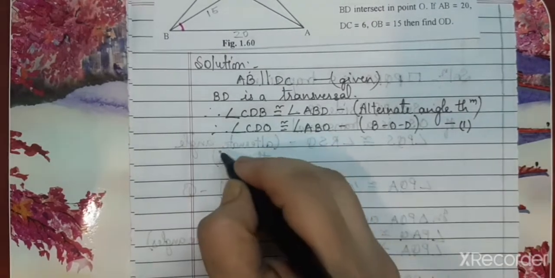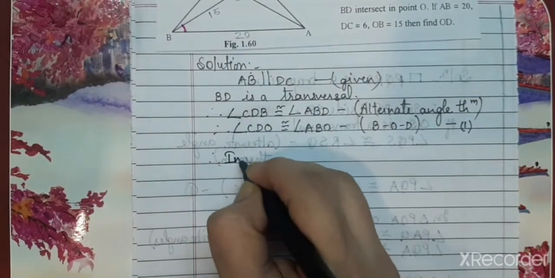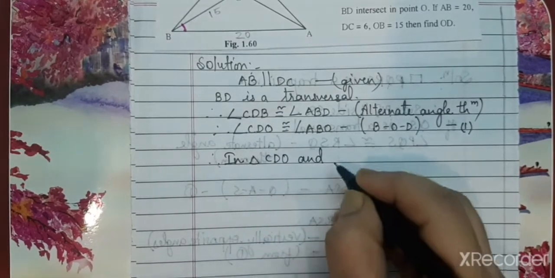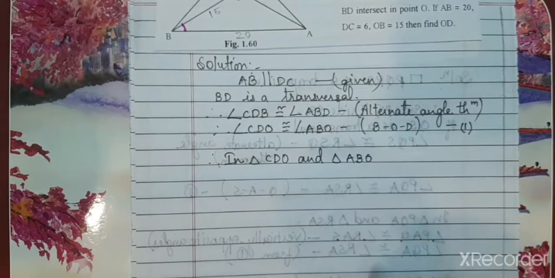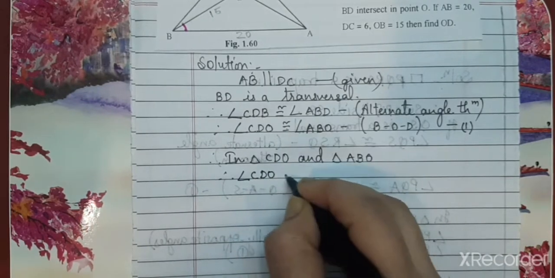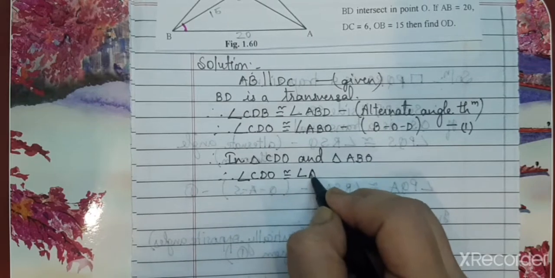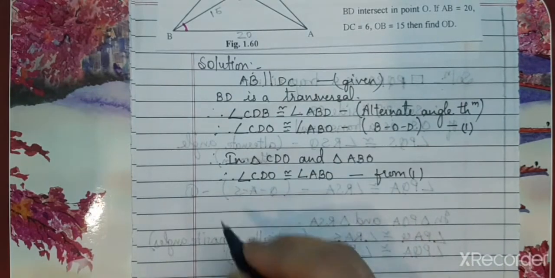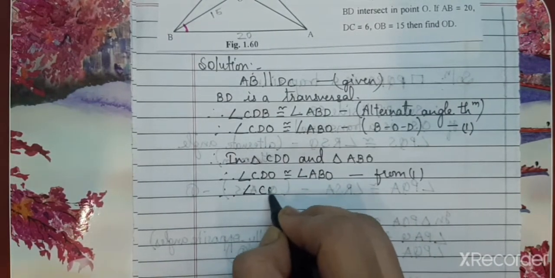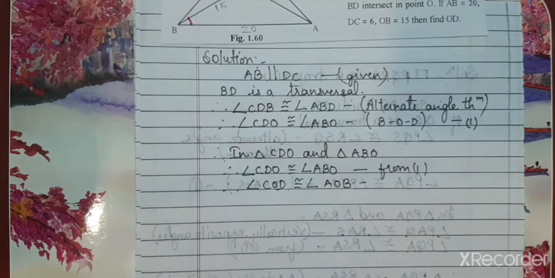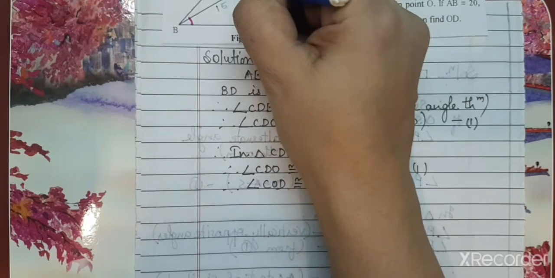Now, we come to the triangles. Therefore, in triangle CDO and triangle ABO, in these two triangles, angle CDO is congruent to angle ABO from statement 1, just now what we proved. And second, I can write angle COD is congruent to angle AOB. Now look at angle COD and AOB. They are vertically opposite angles.